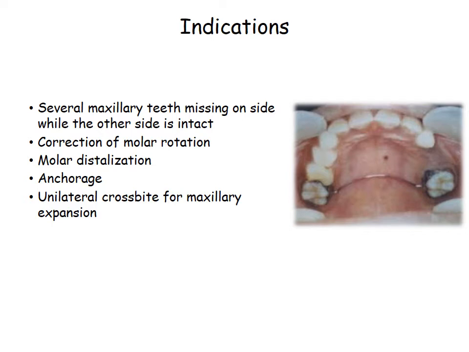Indications of the transpalatal arch being if several maxillary teeth are missing on one side, while the other side is still intact. If there is correction of molar rotation, as you know, this appliance prevents molar rotation. It can also do molar distalization, or it provides anchorage in unilateral crossbite for maxillary expansion.